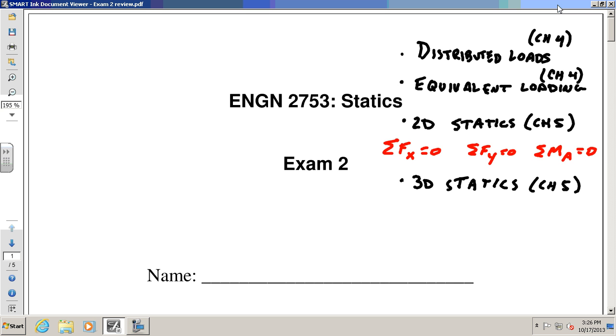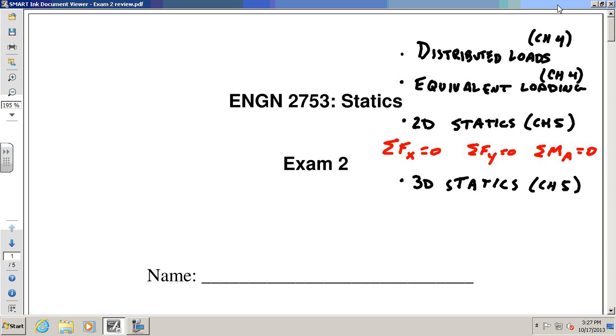And definitely review your homework, okay? This is where you've got to look at the homework that you have due this week. You have homework due Tuesday night, the night before the exam. Review that 3D statics homework. Make sure you know how to do that going into the test, okay?